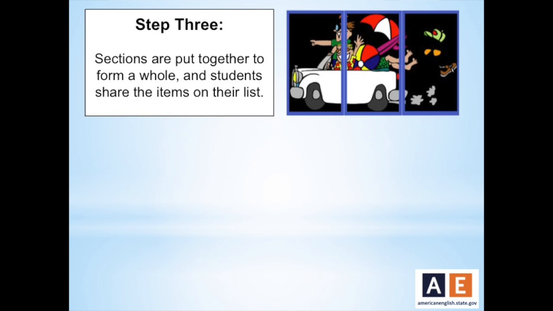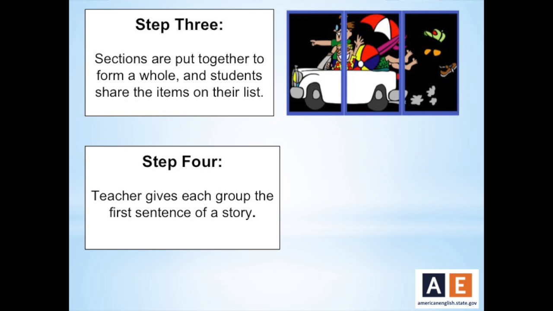Students share the items on their list with their group. Once they finish, the other group members have an opportunity to add additional observations. In step 4, the teacher provides each group with a sentence. For example, after school, the boys went to the beach. The sentence can be written down on a piece of paper or told to the group orally for them to write down.